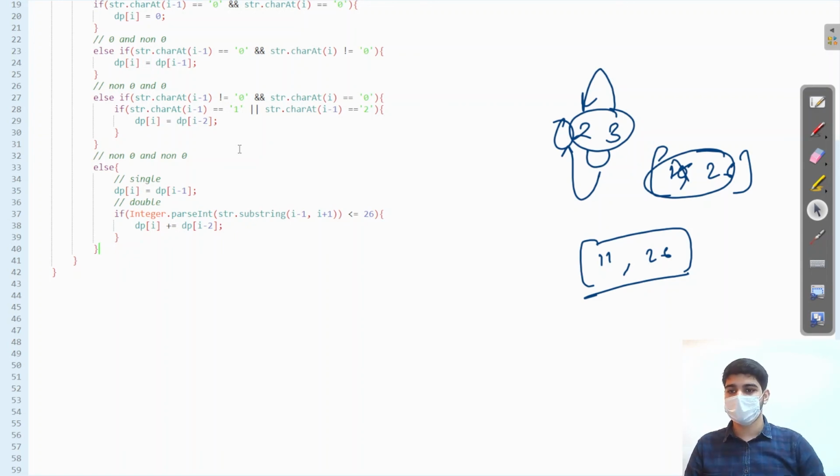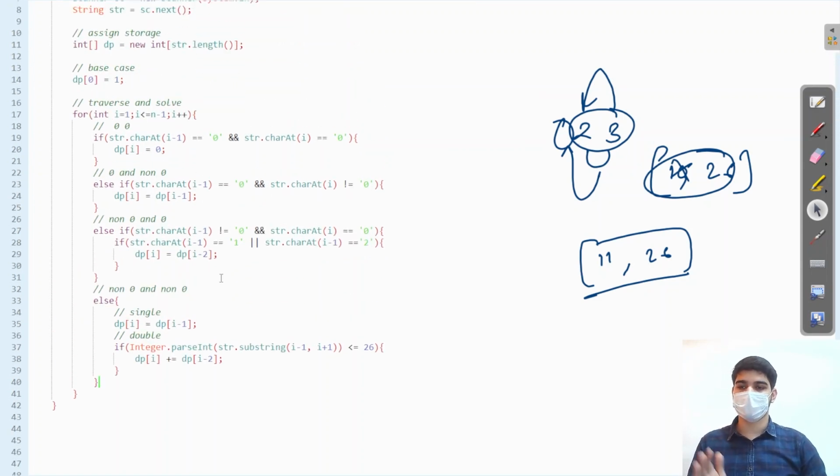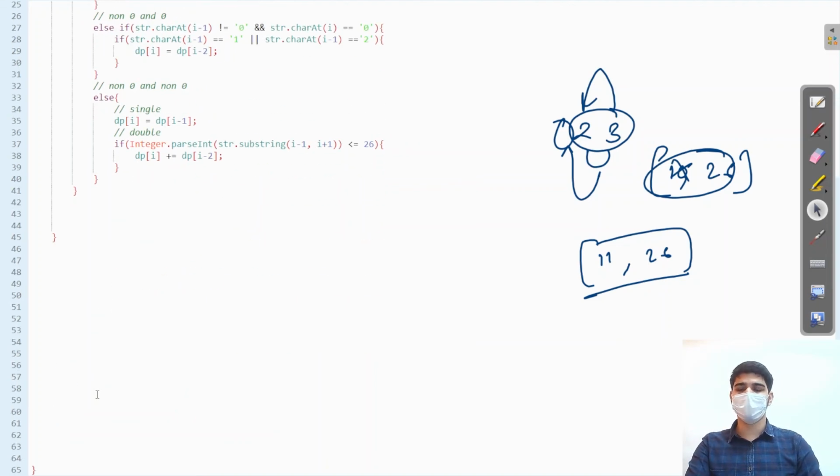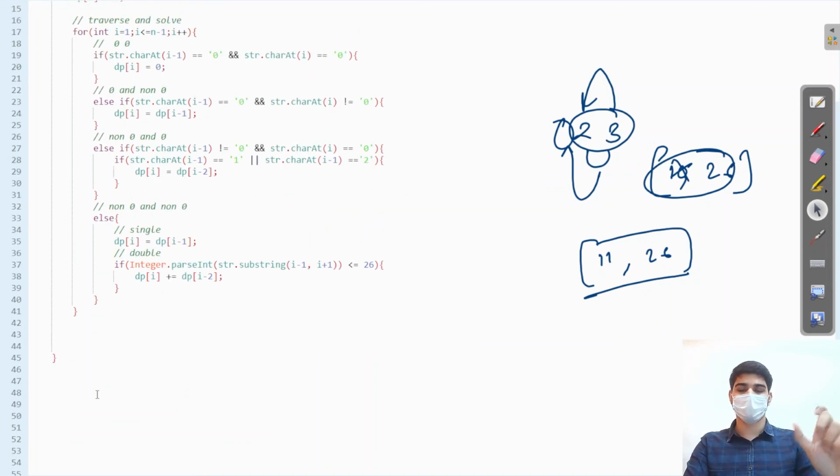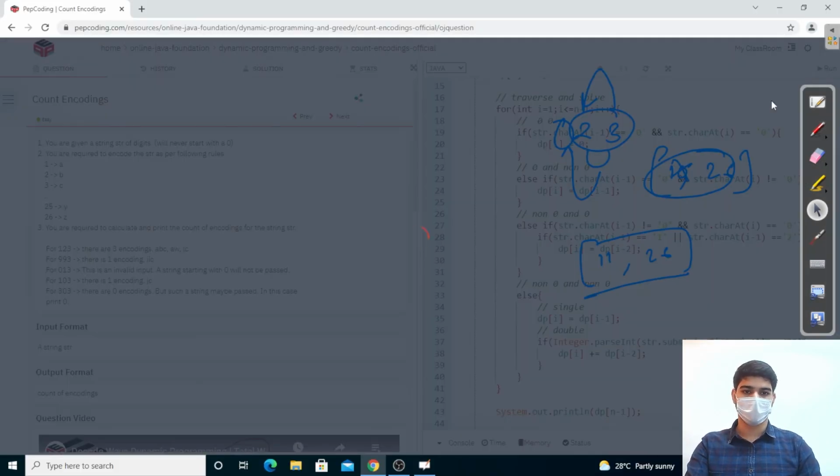So we have handled the cases of 0, 0, 0, non-zero, non-zero, 0, and non-zero, 0. At the end of this loop, I would have my answer at dp of n minus 1, which is the last position. So if I just print System.out.println dp of n minus 1, and run this, let's see if it works or not.